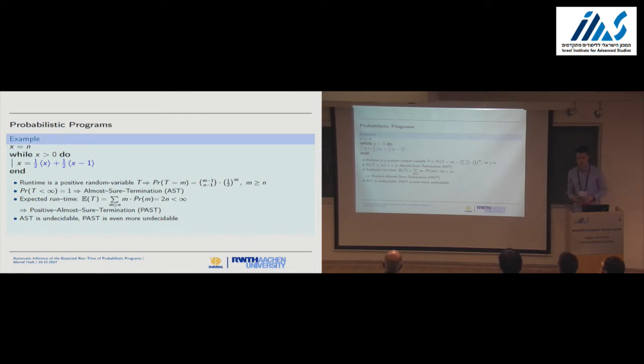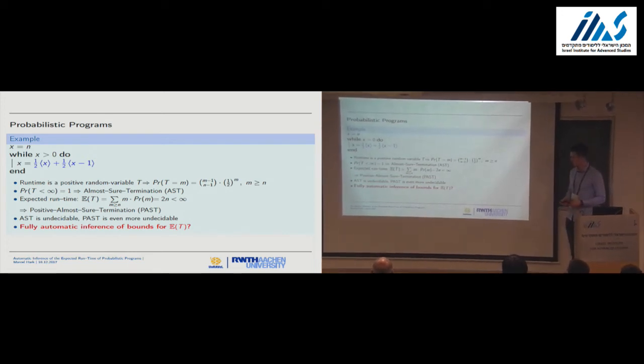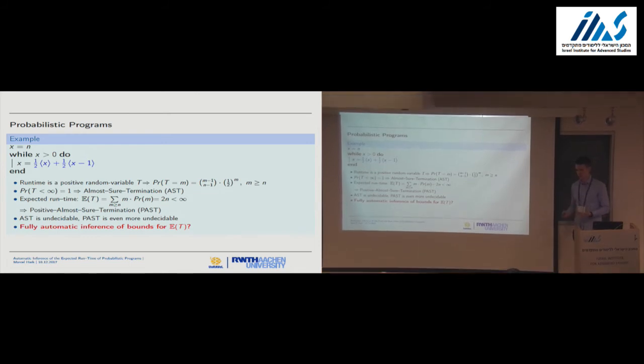But now the problem is, as usual with termination, AST is undecidable, and PAST is even higher in the arithmetical hierarchy, and therefore it's very difficult. And the question is how to do this fully automatic and infer bounds on this expected runtime.